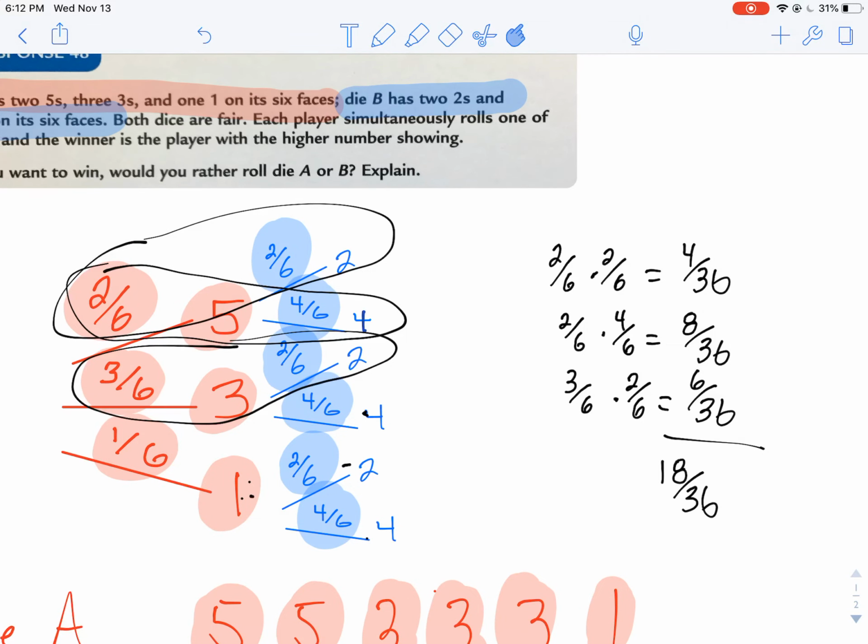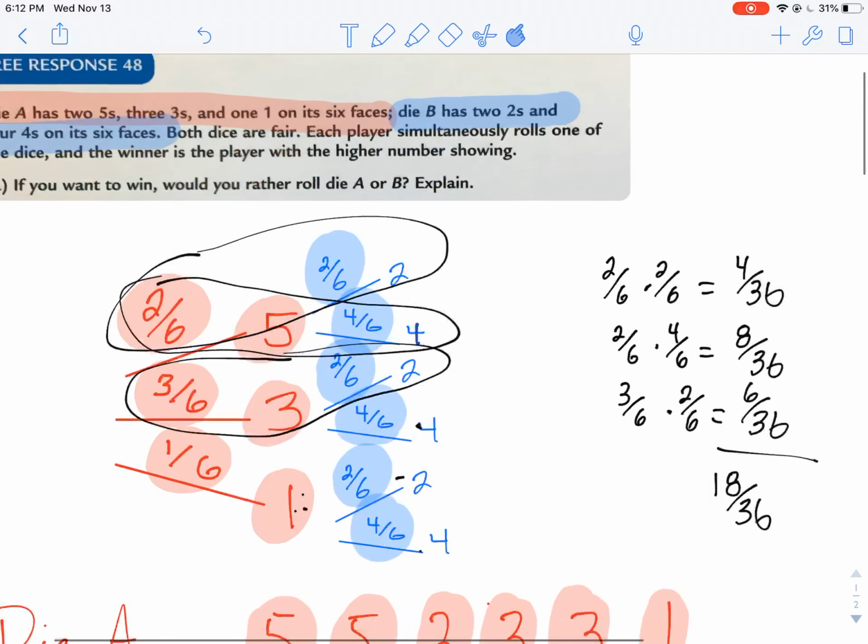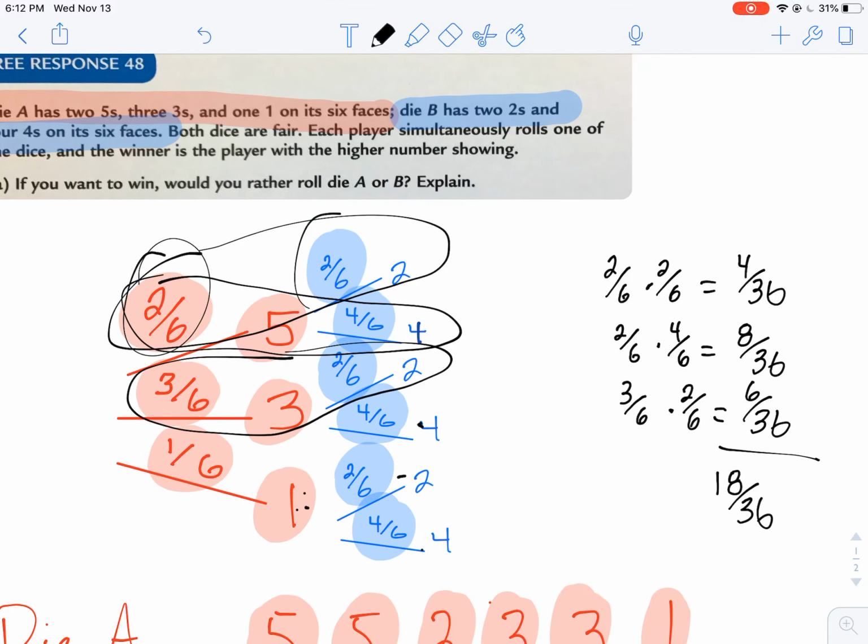2 over 6 times 2 over 6 gave me 4 out of 36. I'm multiplying here. 2 out of 6 times 4 out of 6 gives me my 8 out of 36. And 3 out of 6 times 2 out of 6 gives me my 6 out of 36. If I add them all up, die A wins 18 out of 36 times, which means die B would win 18 out of 36 times.